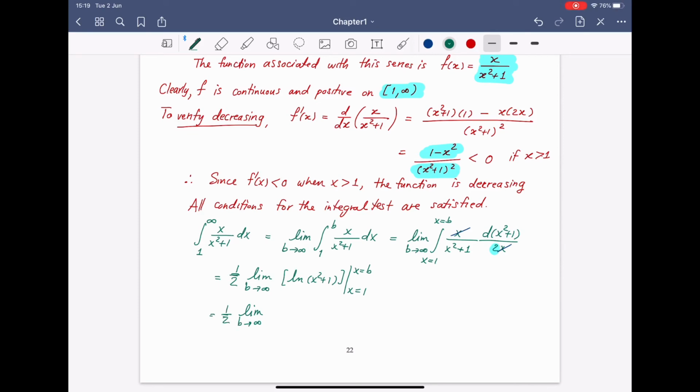You compute this and get the logarithm of b squared plus 1 minus log 2. Once you compute the limit as b goes to infinity, log infinity is infinity, so for sure this limit is plus infinity. So the integral diverges.